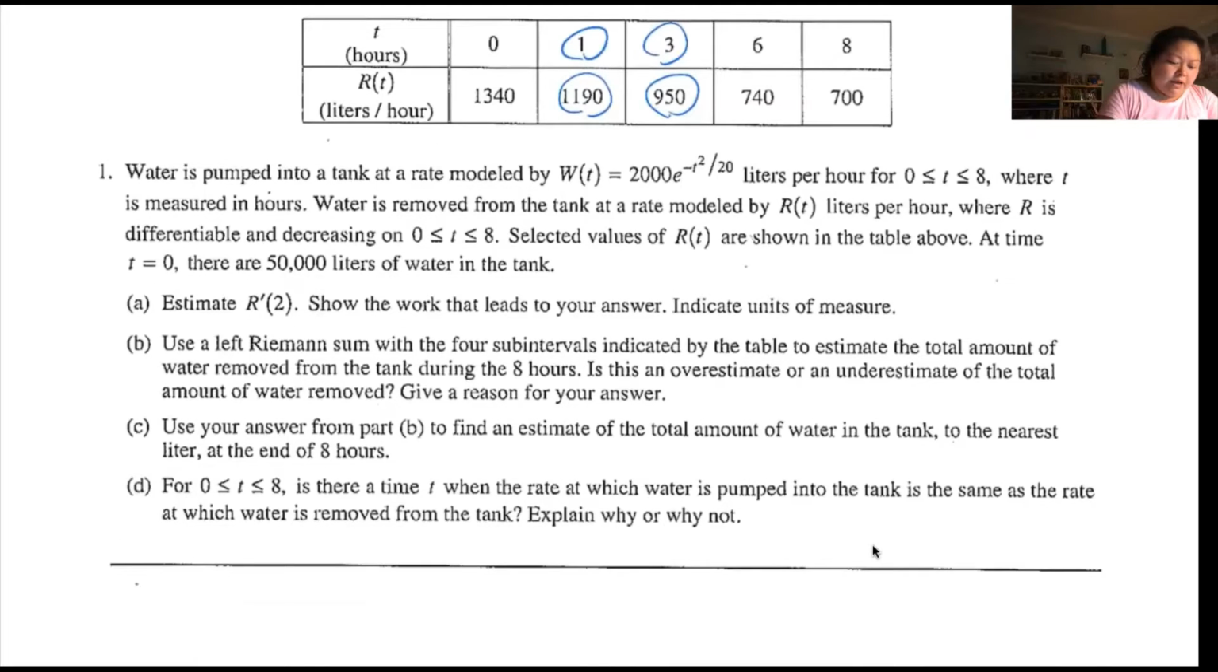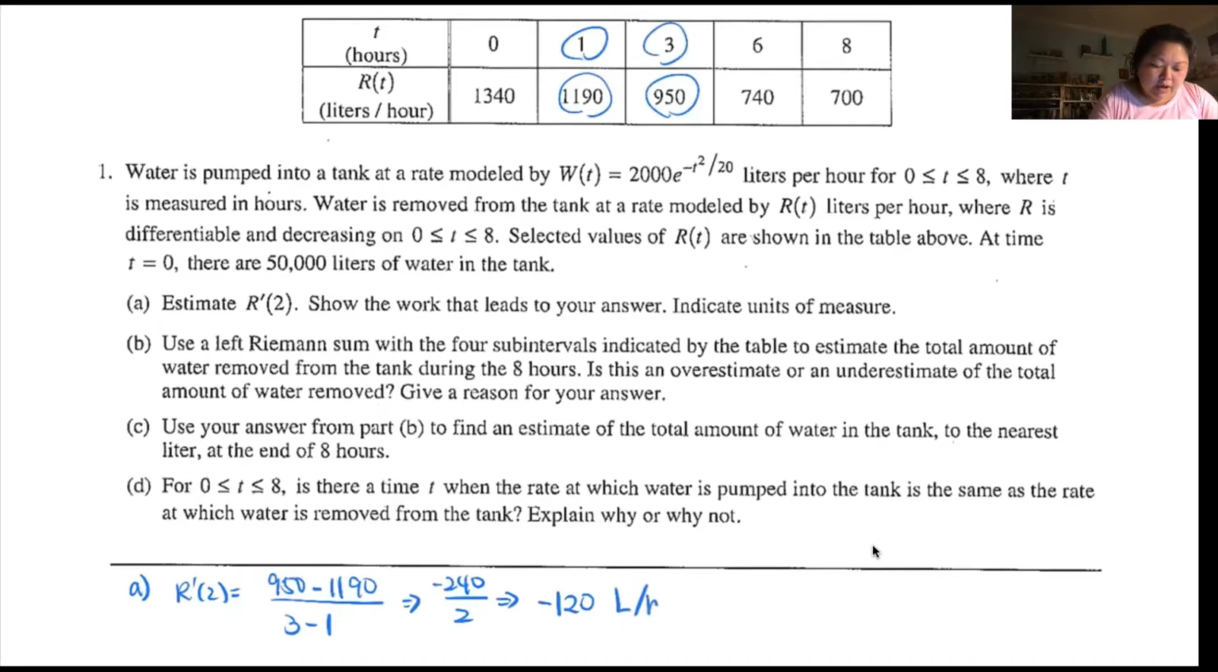Okay, so for part A, R prime of 2 is equal to 950 minus 1190 over 3 minus 1. That would give us negative 240 over 2, negative 120 liters per hour. Because this is a rate of R of T, it's liters per hour. So that will be your measurement.